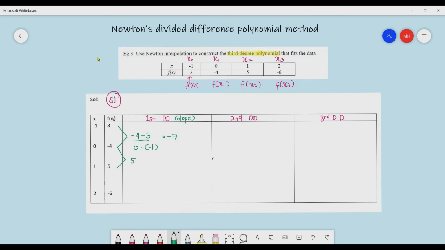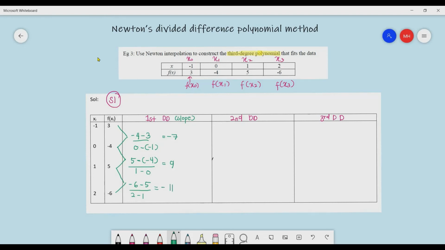We go to the second and third point. 5 minus negative 4 over 1 minus 0. So the answer is 9. So done with the second and third. Now we go to the third and fourth. Always lower minus upper, negative 6 minus 5, and then over 2 minus 1, which is negative 11.